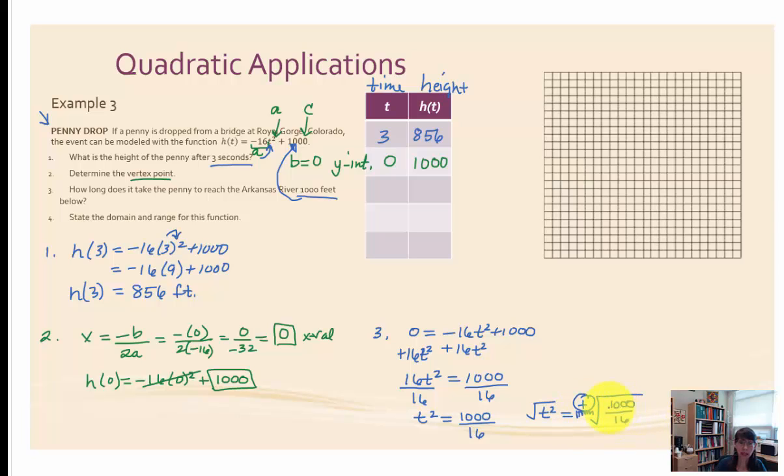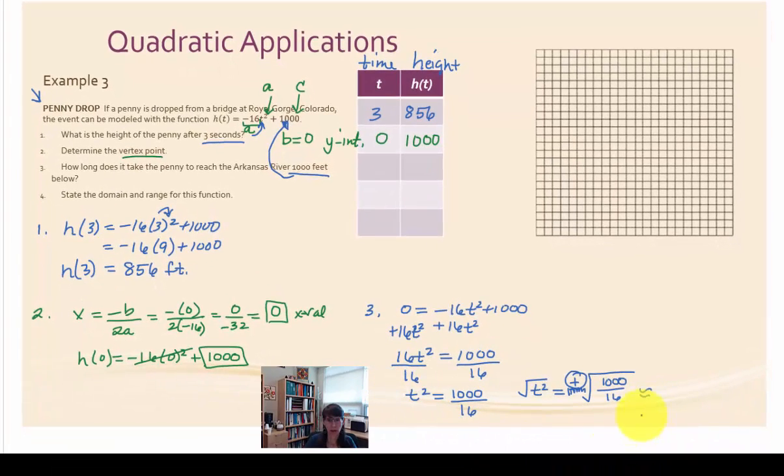Using our calculator, I'll take 1,000 and divide that by 16, and then use the square root function to get a decimal approximation. So time is going to be about 7.9 seconds. Again, only positive 7.9 seconds would make any sense. So t value of 7.9, that's the input. Height was 0 for the output. That's our x-intercept. So we have enough information now to plot these ordered pairs to see what this quadratic function looks like.